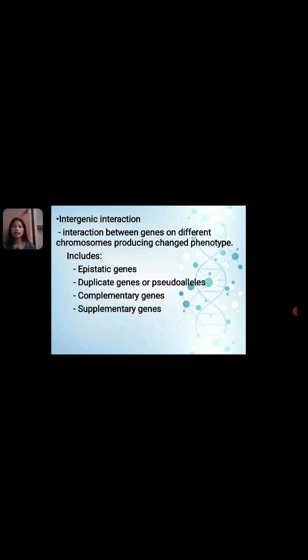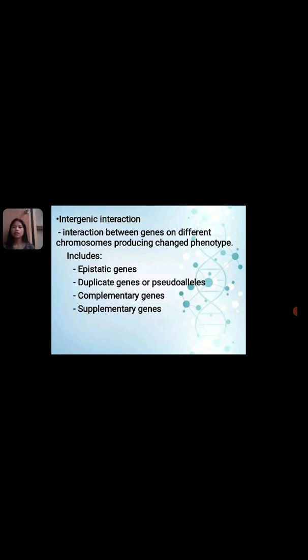Epistasis is a phenomenon in genetics in which the effect of a gene mutation is dependent on the presence or absence of mutations in one or more other genes, respectively termed modifier genes. In other words, the effect of the mutation is dependent on the genetic background in which it occurs. Next is duplicate genes. Gene duplication can be defined as any duplication of a region of DNA that contains a gene.